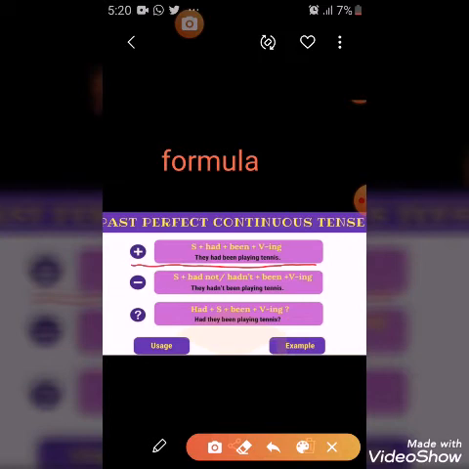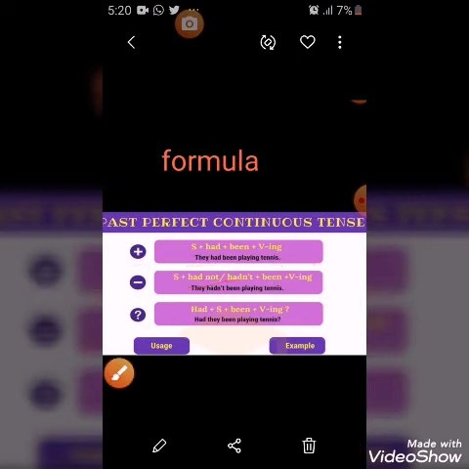For making a negative sentence, we will include not in our sentence. So subject plus, in between had and been, we will use not. It becomes subject plus had not, or the short form of had not, which we know is hadn't with the help of the apostrophe t, plus been plus ing form of verb. So the sentence becomes, they hadn't been playing tennis.